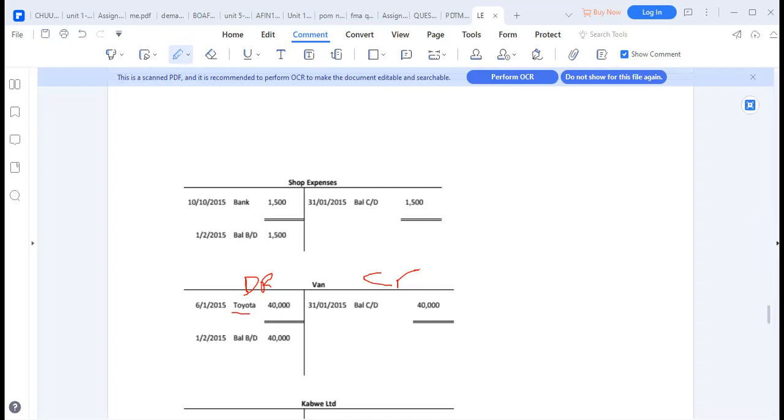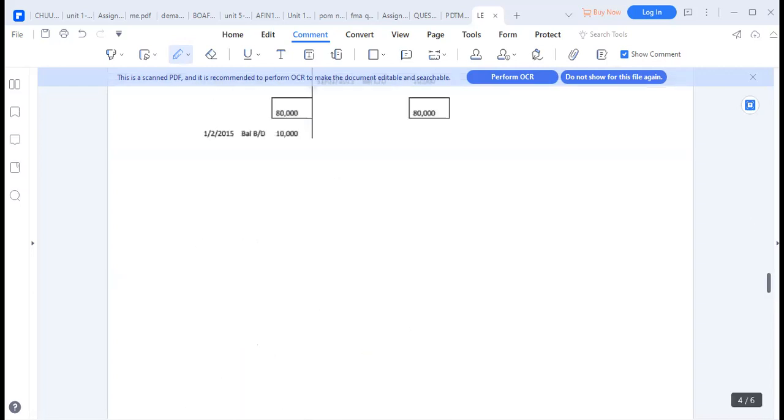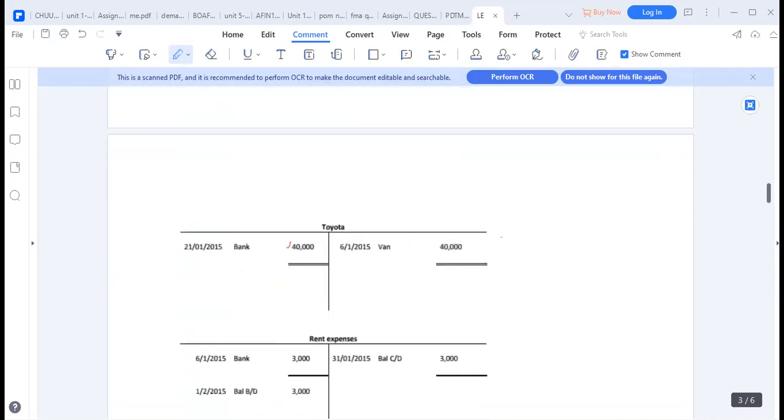Then we go to the Toyota Zambia account. We know that we bought a van. On which date did we buy it? On 6th January 2015, we bought a van on credit, so they were on the giving side. So debit and credit, they were on the giving side.